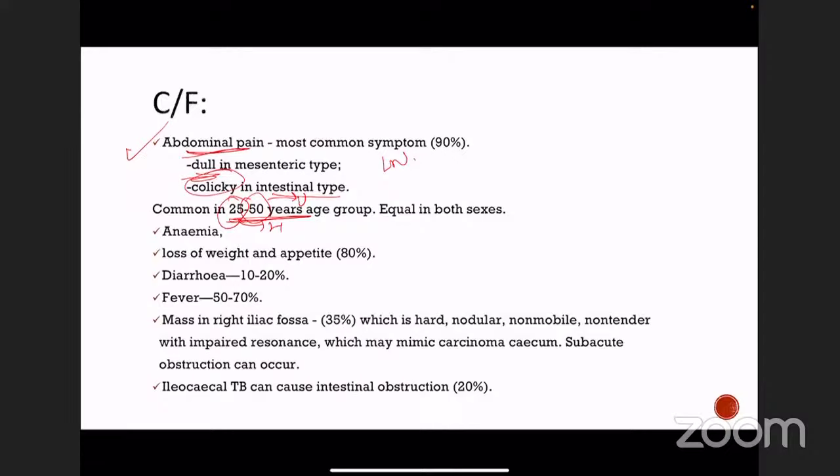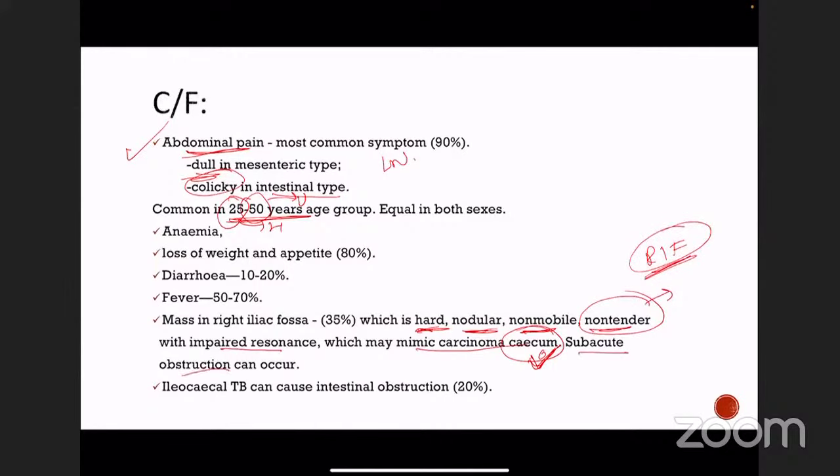Mass in the RIF in hyperplastic type. This mass will be hard, nodular, non-mobile, non-tender. Important to remember, an appendicular mass will also be hard and nodular, non-mobile, but it will be tender. This is the difference between the hyperplastic mass of tuberculosis and an appendicular mass, right? With impaired resonance, it also mimics carcinoma cecum. Carcinoma cecum will be similar to this, but the patient will have other complaints like weight loss, and might have secondary or inguinal or other palpable lymph node involvement, or family history. So in that case we have to go for family history. Otherwise, a cecal carcinoma mass will be similar to it. Whereas an appendicular mass will be different. We are discussing these DDs because this is about the RIF region, so we have to think about DDs also.